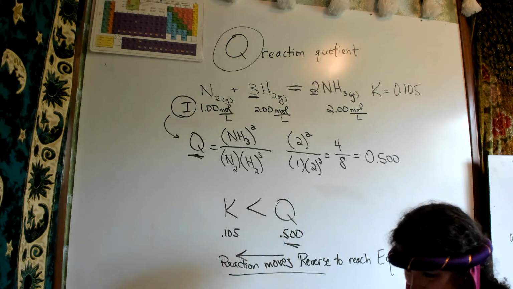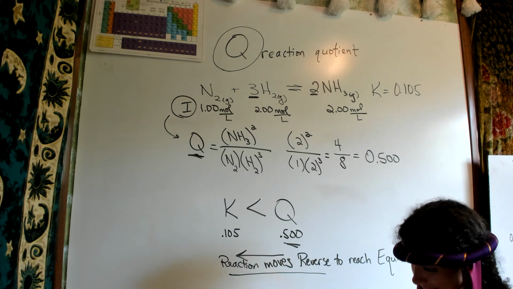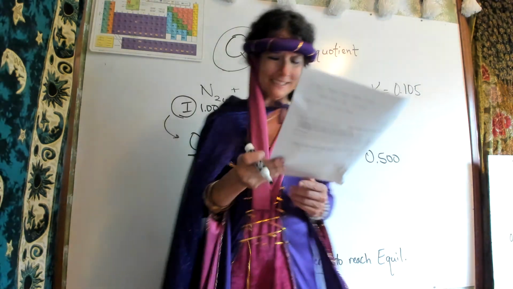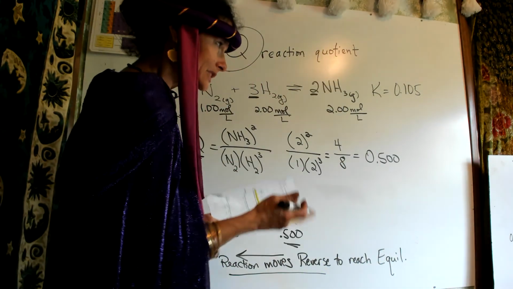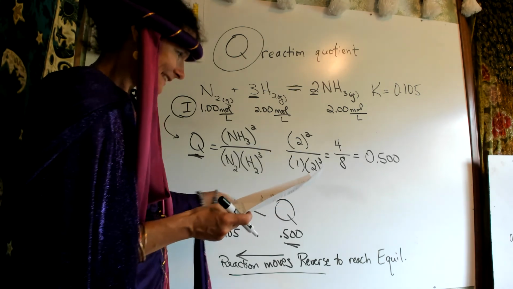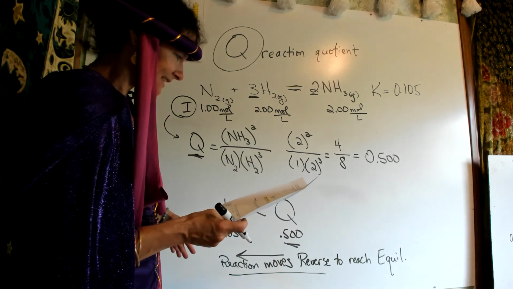What do you have to write down when I say, can you explain your answer? Because I'm going to ask you to explain. It's what I did in my little answer there in parentheses and italics. Q equals 0.500, again, no unit. So K is less than Q, which means the reaction proceeds in the reverse.